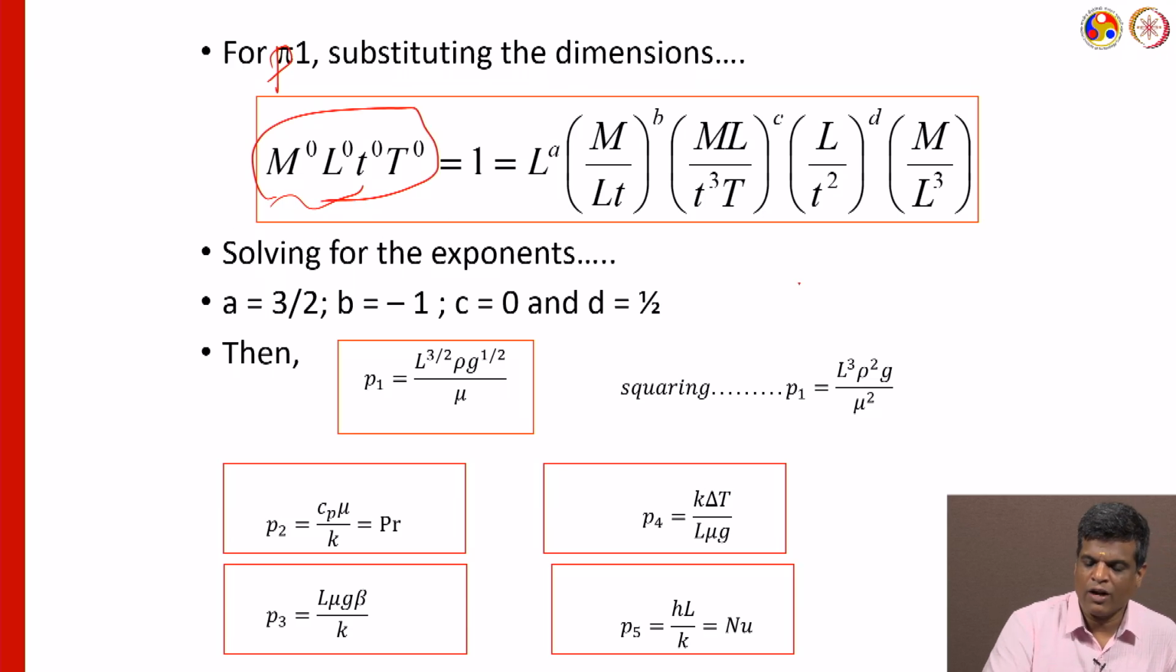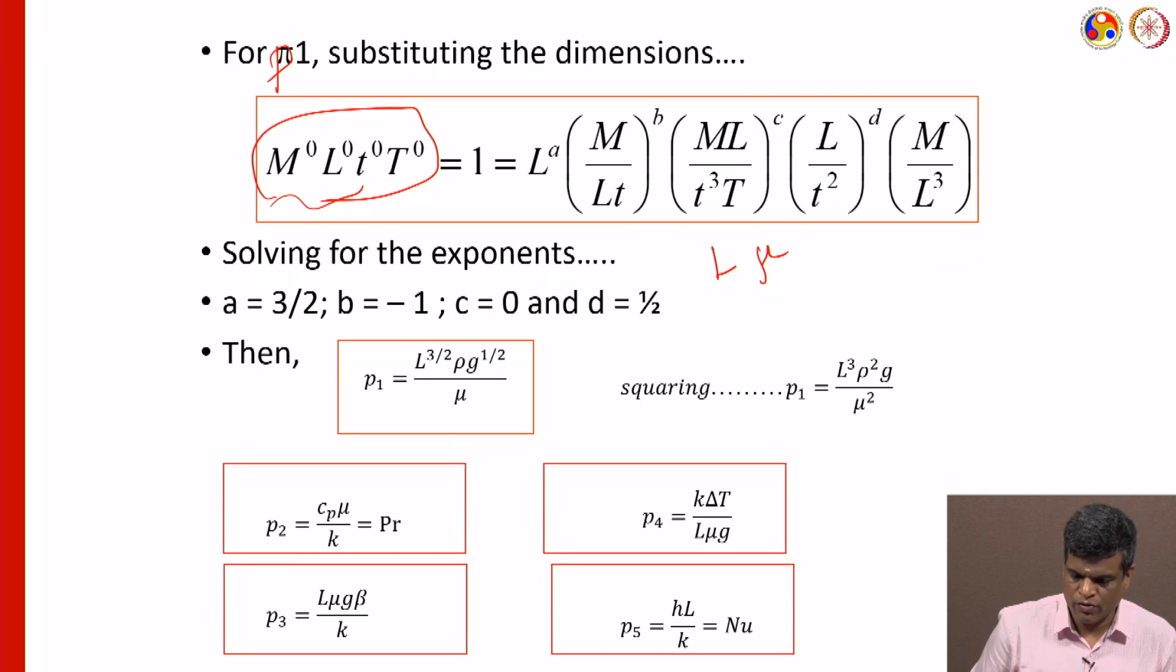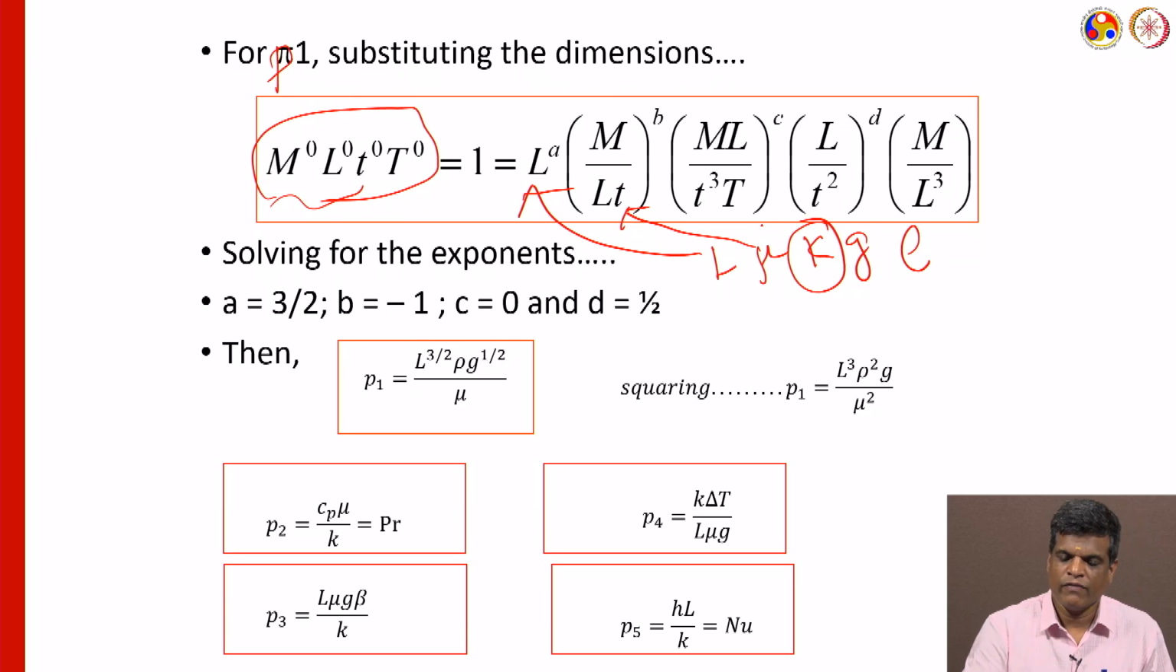Then you have to write, as already discussed, L, mu, K, G, rho. This first stands for length. Then this is viscosity, which we can write as M by LT. The other one is thermal conductivity, K, which is ML by T cubed times temperature. Then this is the gravitational term, which we can write as L by T squared.